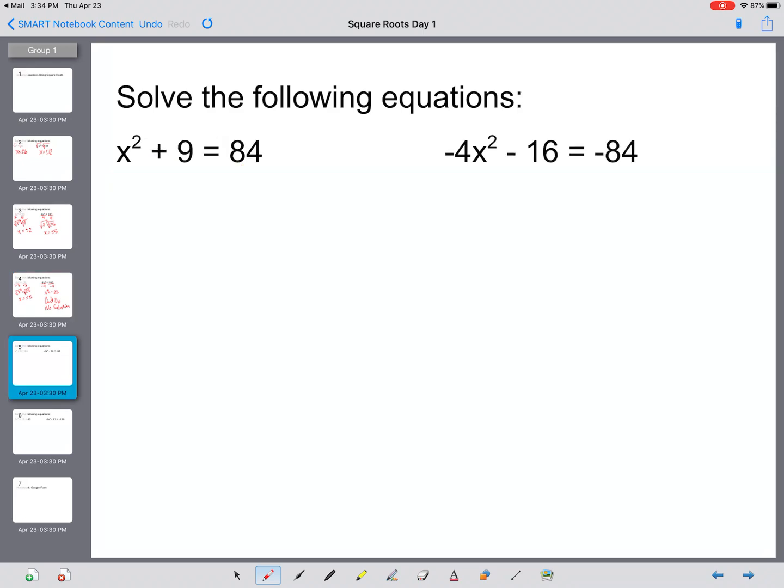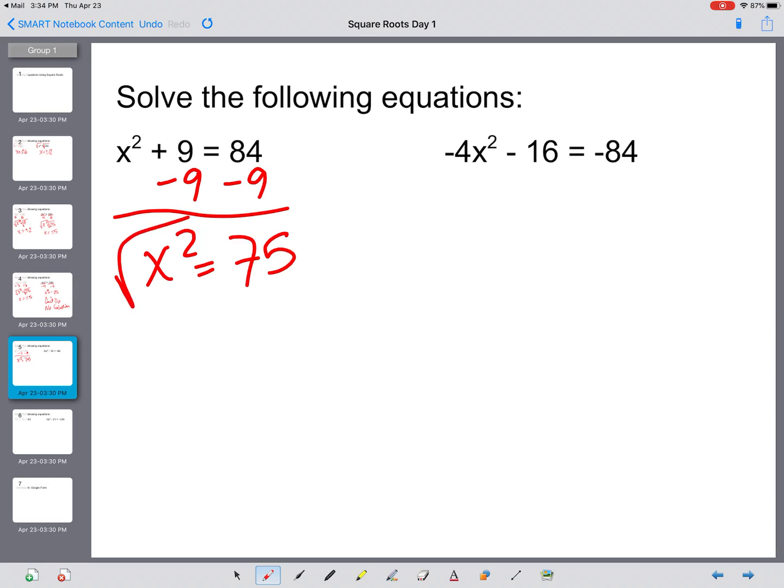Oh man, they're adding more steps. We're just going to continue to work through this very slowly. First thing I have to do here is I just got to subtract 9. I might have made this one a little tricky on myself. 84 minus 9 is 75. And we'll just go with it. I'll take the square root. I know I'm going to get a plus or minus 8.66. Okay.